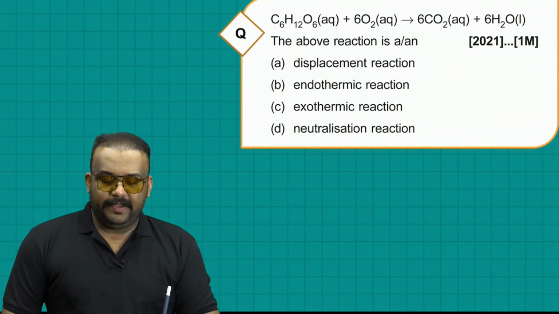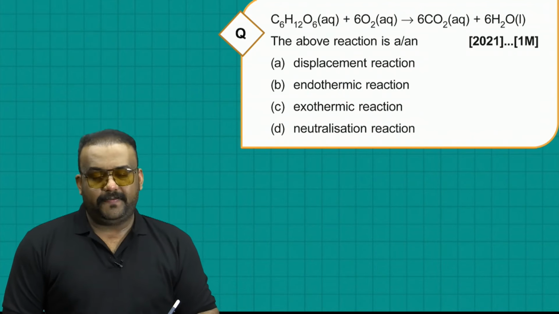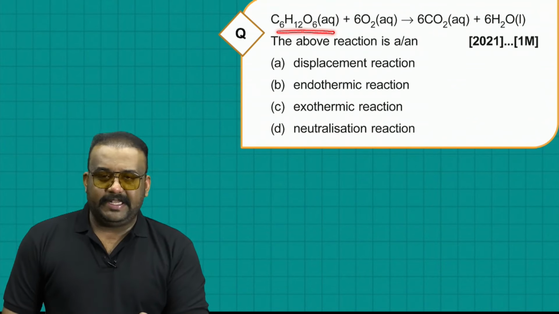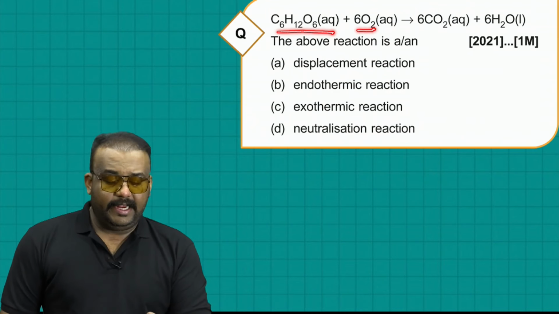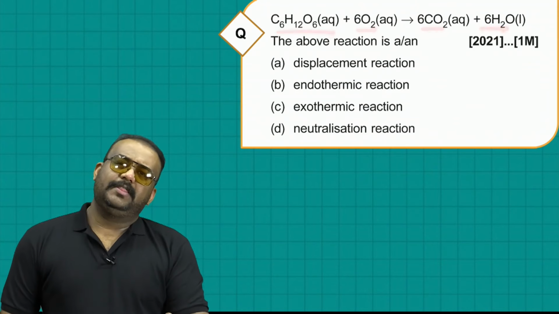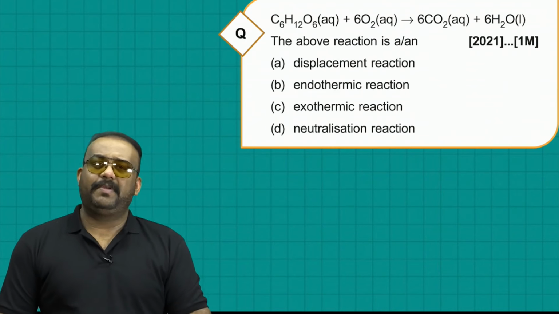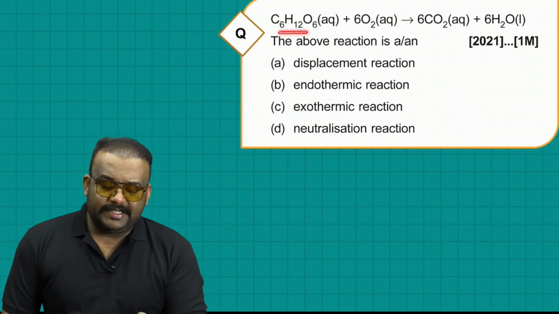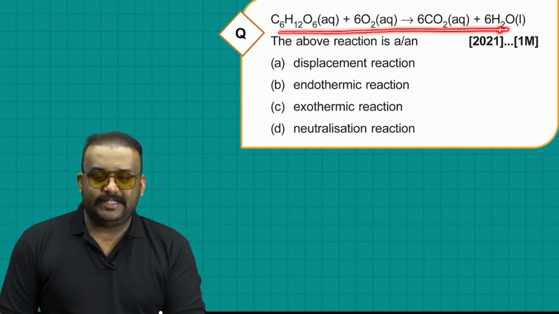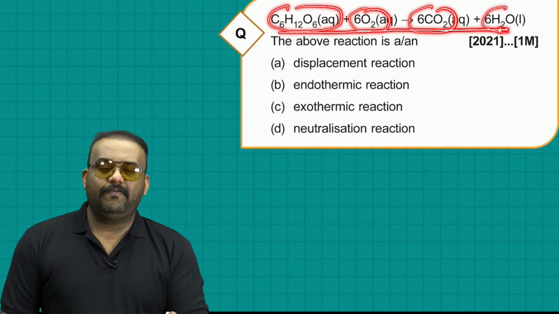C6H12O6 plus 6O2 gives 6CO2 plus 6H2O. The above reaction is an example of. See, you can see that this is C6H12O6, which is basically glucose. And it is combining with oxygen to form carbon dioxide and water. If you recollect the information from the biology chapter, Life Processes, where you learned respiration in plants, isn't this equation same as respiration? This is the equation that you learned for aerobic respiration, isn't it? Glucose is combining with oxygen to form carbon dioxide and water.